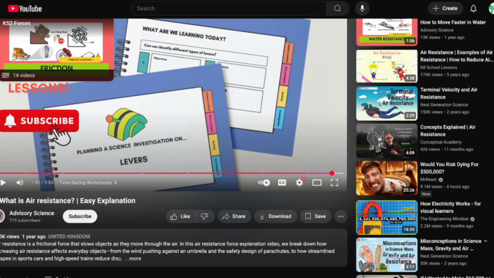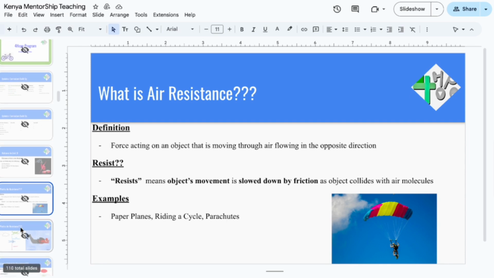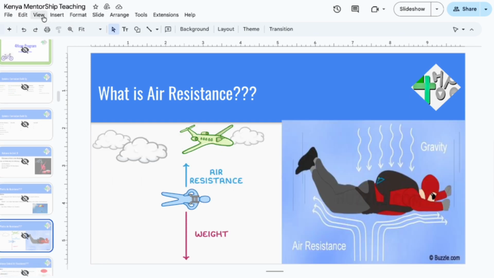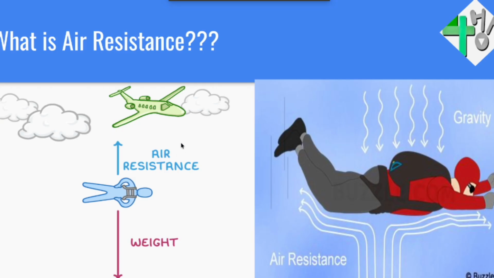I hope that 2-minute video was able to give you guys some idea of what air resistance really is. Let's take a look at some diagrams. These diagrams are for air resistance specifically. These are two common ones.